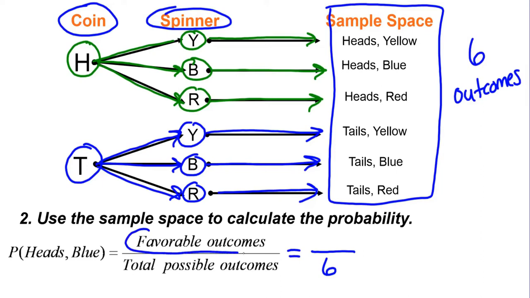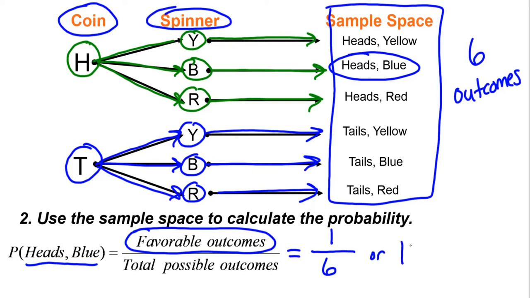Now, how many of those outcomes are favorable, or what we're looking for? So we're looking for heads on the coin and blue on the spinner. And if I look through the list here, that occurs right here. Heads on the coin, blue on the spinner. And that's the only time it occurs out of all the outcomes. So there's only one favorable outcome out of the 6. So there's our probability, 1/6, or we could write that as a percent. 16 and 2/3% is 1/6. So it's about a 1 in 6 chance of getting heads and blue when flipping the coin and spinning the spinner, or a 16 and 2/3% chance.